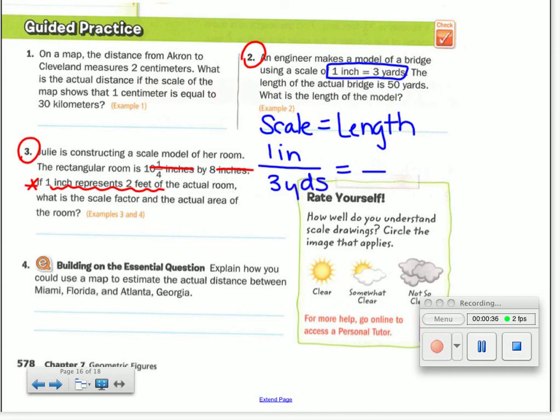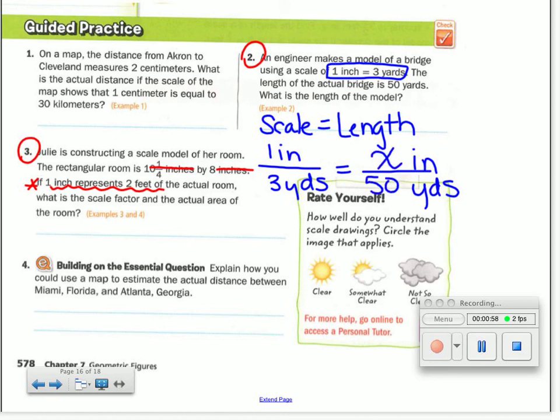Now, what I want you to do is make sure your labels are the same. So if it was inches on the top here, then you would have that here, and then yards below. And then you reread the problem. It says the length of the actual bridge is 50 yards. So of course, if it says 50 yards, you're going to put it next to the yards here. Therefore, we're trying to find x up there.